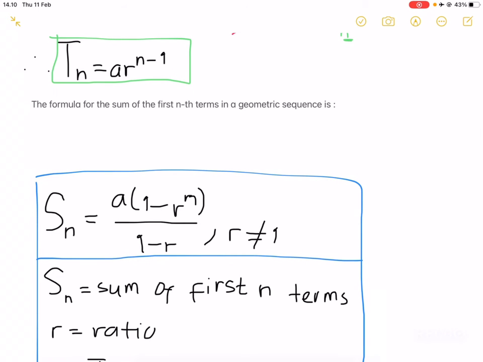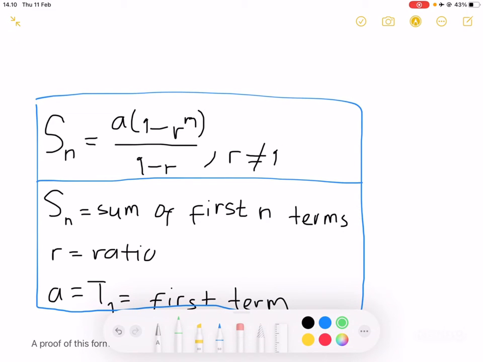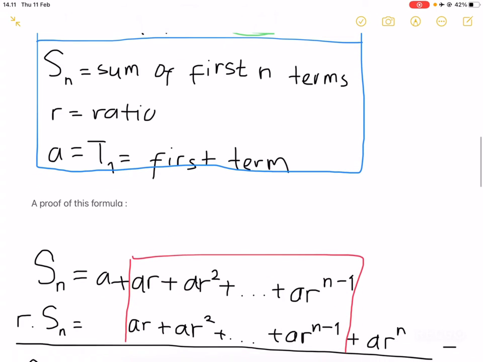So next, the formula for the sum of the first n terms in a geometric series is as follows. So we have s of n is equal to a times, in brackets, 1 minus r to the n, and this is over 1 minus r. And keep in mind that r cannot be equal to 1, because if we plug in r equals 1, it will be an indeterminate form. In this case, Sn is the sum of the first n terms in a geometric sequence, r is the ratio, and a is the first term or t1.